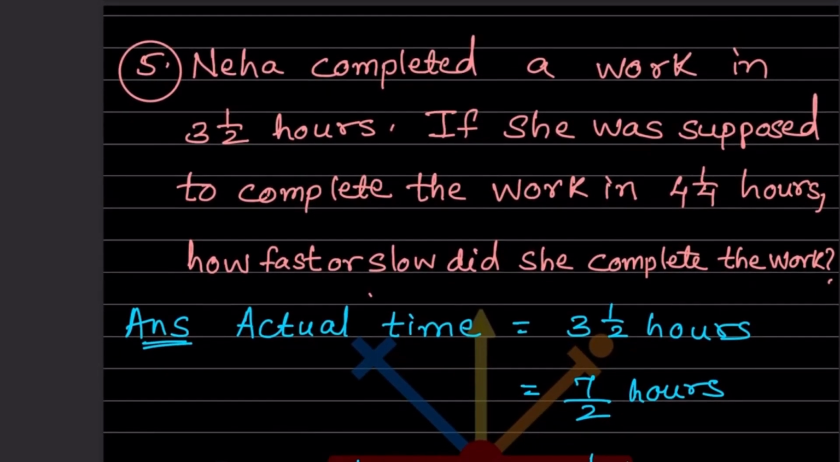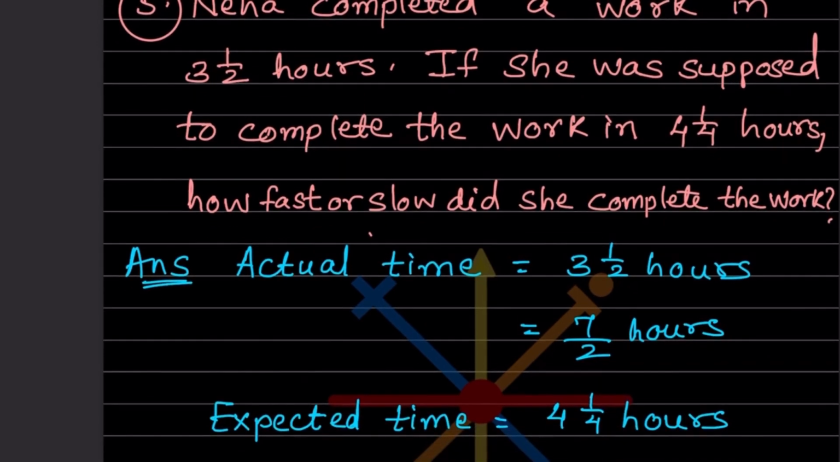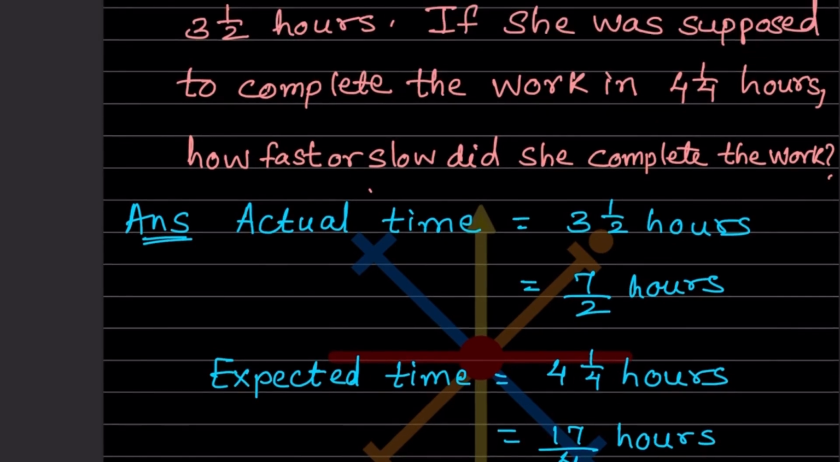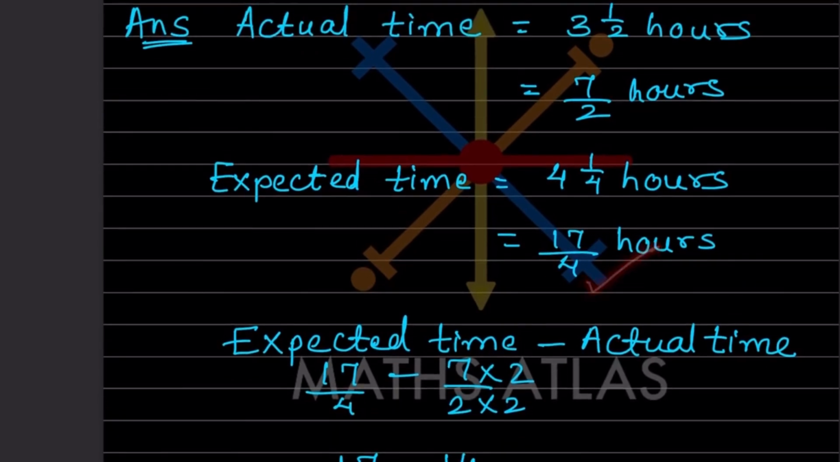The next one: Neha completed a work in 3.5 hours. If she was supposed to complete the work in 4 integers 1 by 4 hours, how fast or slow did she complete the work? So actual time given is 3.5 hours. This can be converted to improper, that will be 7 by 2. Now expected time is 4 integer 1 by 4 hours, that is 17 by 4 hours. They asked how fast or slow did she complete the work, so expected time minus the actual time. Expected time is 17 by 4 and actual time is 7 by 2.